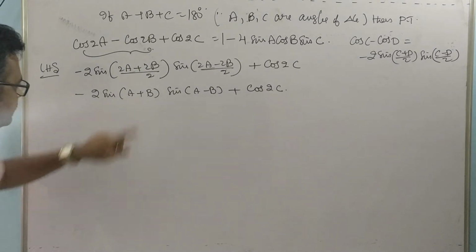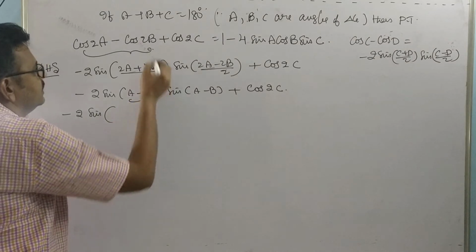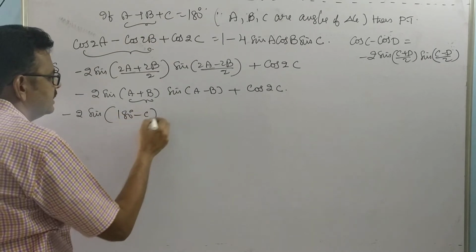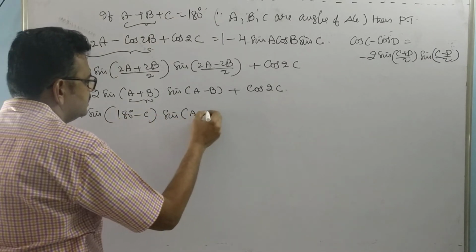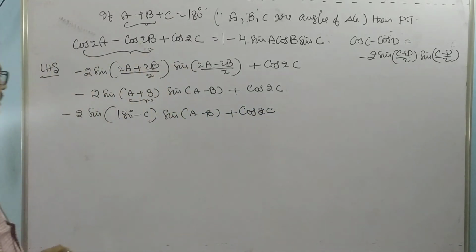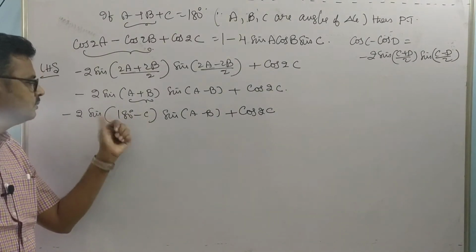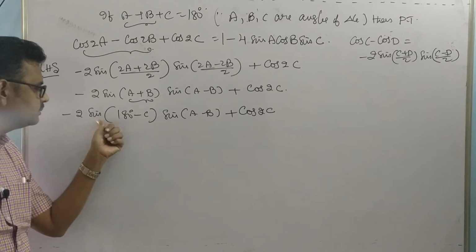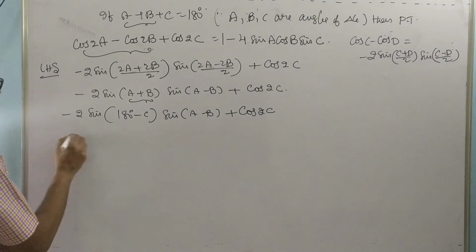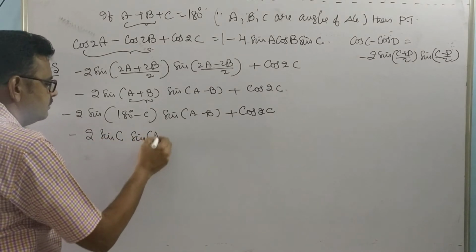So this is like the previous sum. This is minus 2 sin of A plus B. What is A plus B equal to? A plus B equal to 180 degrees minus C, into sin of A minus B plus cos 2C. Sin of 180 minus C equal to what? Sin 180 minus C is in the second quadrant, where sin is positive, therefore this becomes sin C. Already minus 2 is there, so minus 2 into sin C into sin of A minus B.